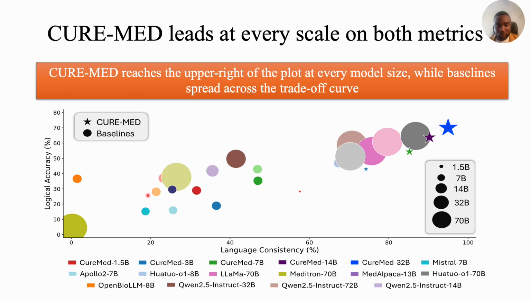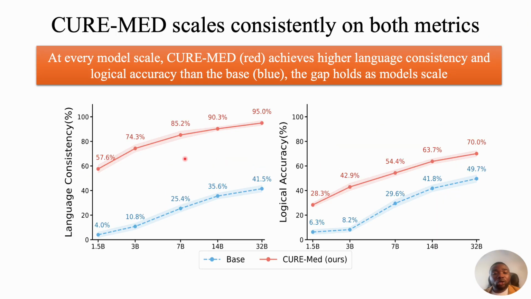This is the trade-off that we've seen here, that our model continuously improves to the top right, where we see that in terms of language consistency and logical accuracy, our model, CureMed, which is represented by the star, beats all other baselines. CureMed also scales very well as the model parameter increases. CureMed is in red and it scales well as compared to the baseline on both logical accuracy and language consistency.